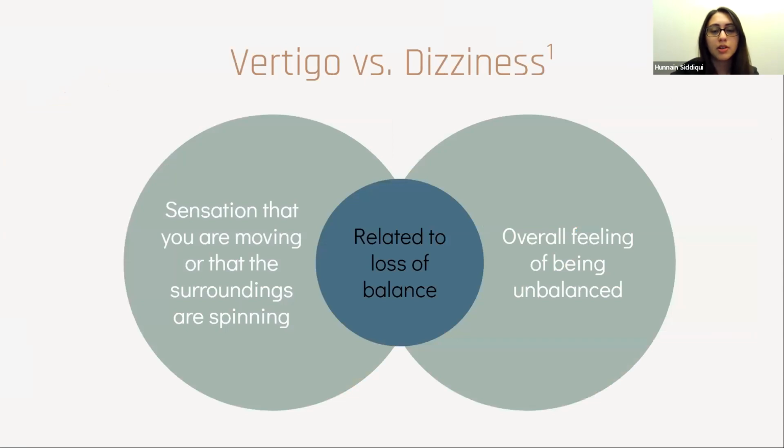The other thing I wanted to mention is the difference between vertigo and dizziness. Both of them are related to this loss of balance. However, vertigo, again, is that sensation that you're moving or that the surroundings are moving. With dizziness, it's more so this overall feeling of being unbalanced.